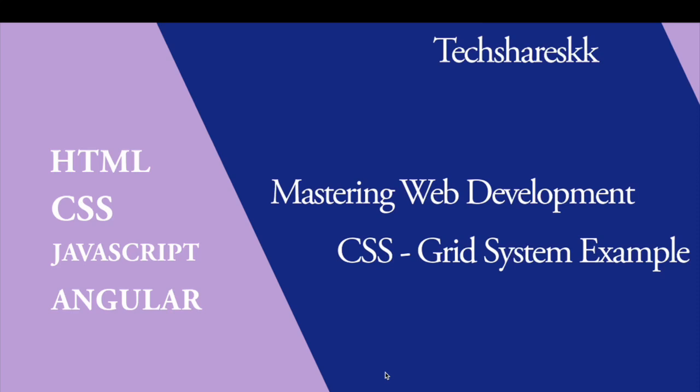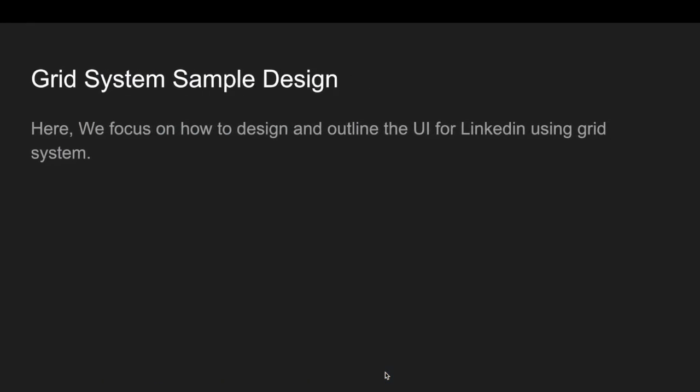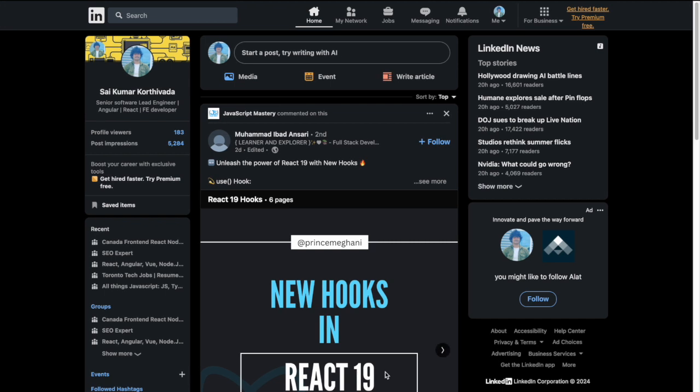In this video, we will learn about CSS grid system and its example. So let's see what we are learning in this video. Here, we focus on how to design and outline the UI for LinkedIn using a grid system. We'll focus only on the outlining of that LinkedIn UI, but not the entire UI replication. So we are not doing entire replication of this UI, just the outline. So outline in the sense of how this has been decided.